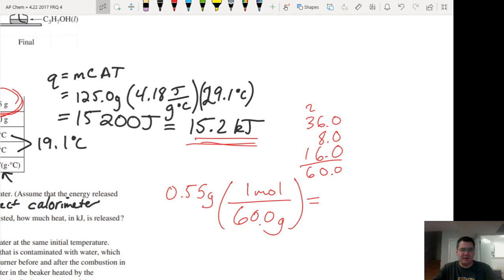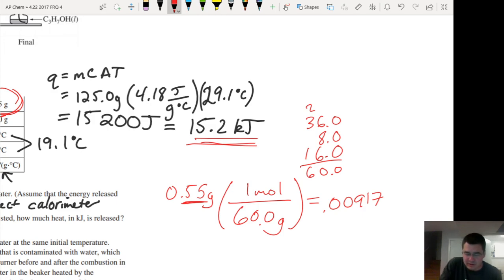They don't give me that, I'm going to have to calculate this. I'm solving it differently; they did it all at once. 0.55 divided by 60 is 0.00917. Okay, and here's a good reminder. You guys see how many sig figs in their data?